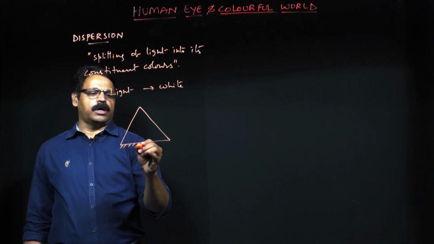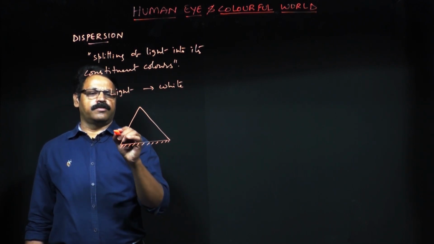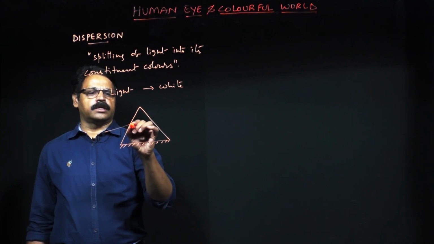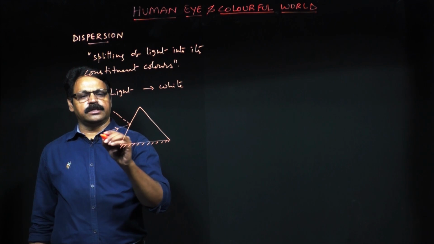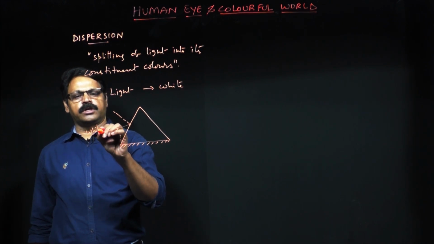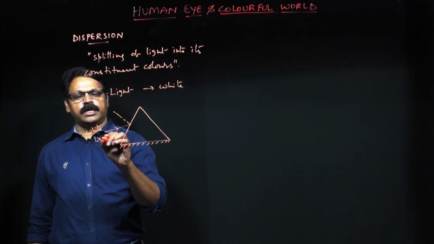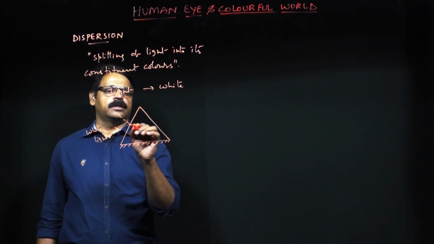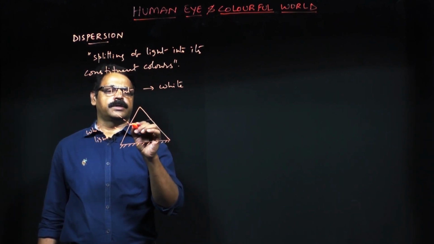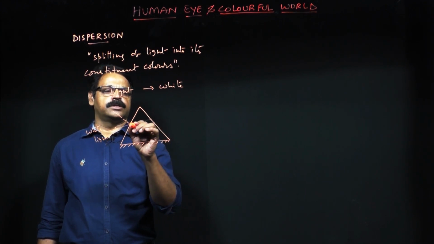So if you have a prism, and a white light is falling on it, with reference to the normal, this is the white light. When white light falls on one of the surfaces of the prism, it will get dispersed into its constituent colors.